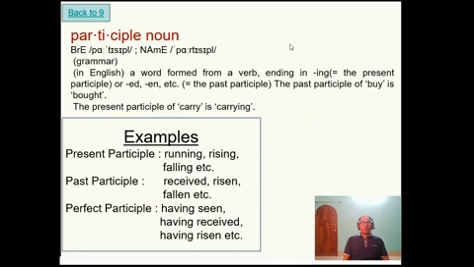Dear students, you should keep in mind that a participle works as an adjective in the sentence, and participles are of three types. They are present participle, verbs ending in ing; past participle, verbs ending in ed, en, etc.; and perfect participle. Perfect participle is the combination of both present participle and past participle, that is having plus past participle form of verb.